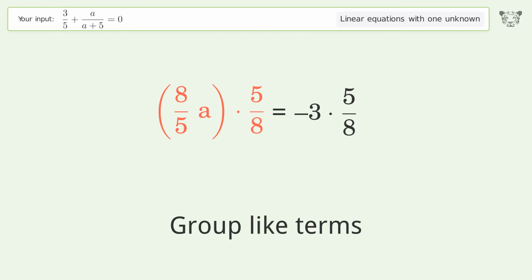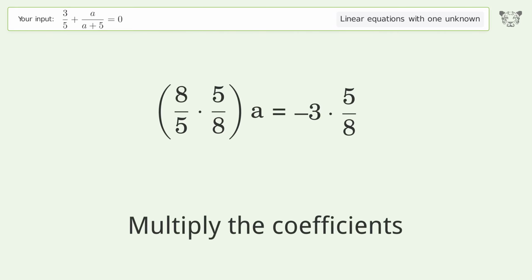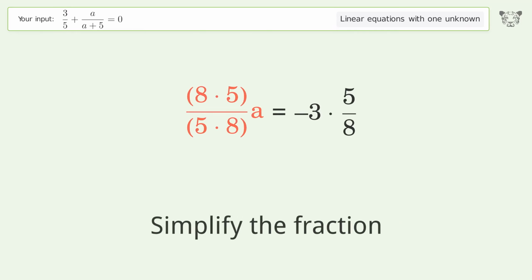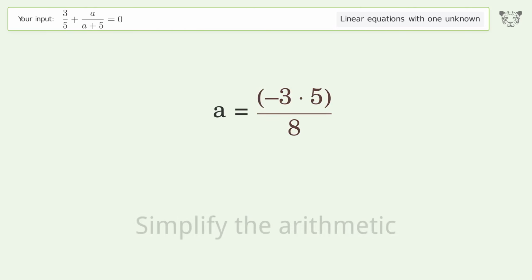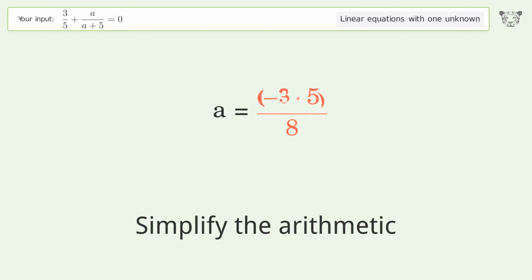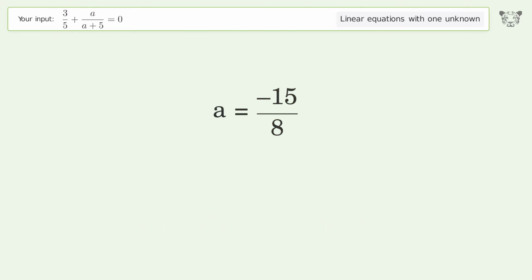Group like terms. Multiply the coefficients. Simplify the fraction. Multiply the fractions. Simplify the arithmetic. And so the final result is a equals -15/8.